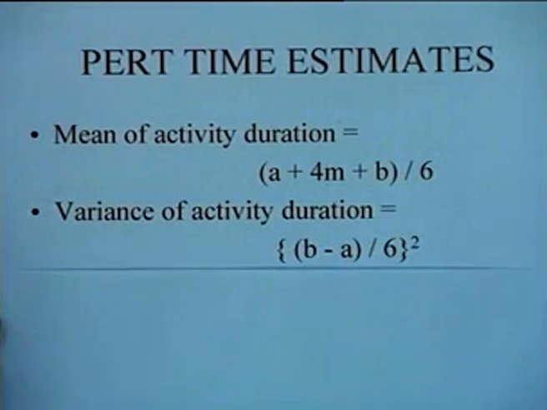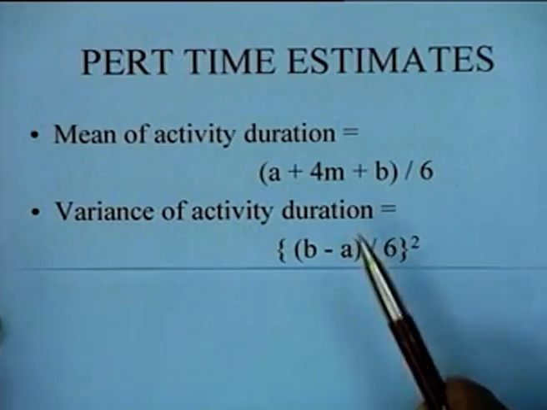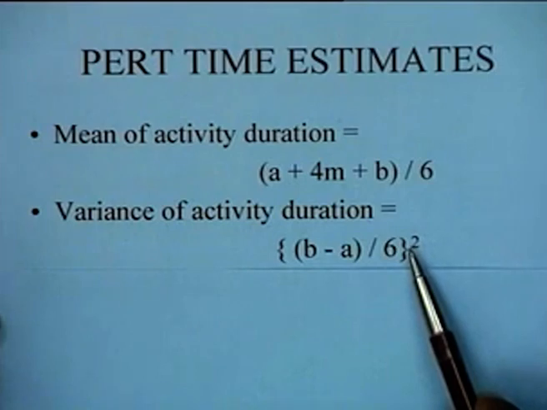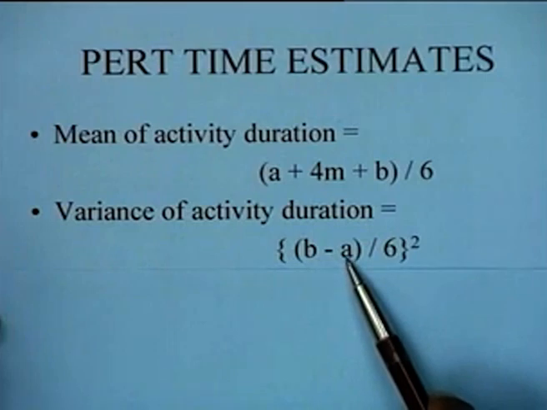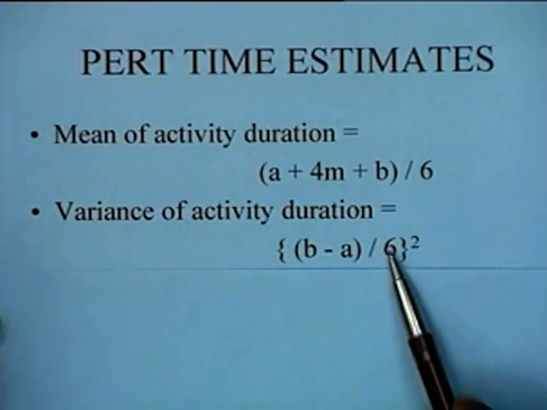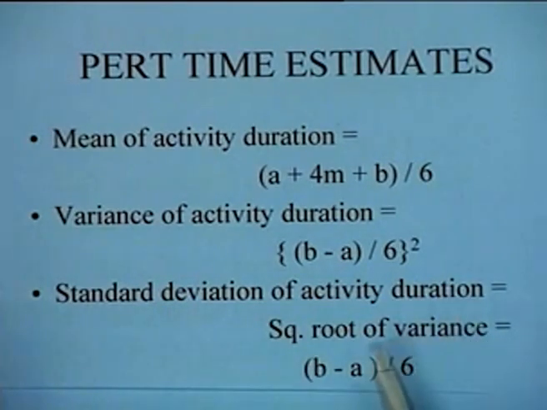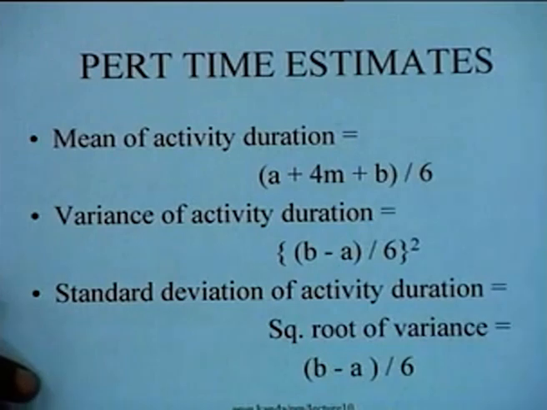And then in standard PERT computations, the variance of the activity duration is simply computed as ((B - A)/6) squared. You would recognize here that B - A would in fact be the range of the distribution. So the range divided by 6 is an estimate of the standard deviation, and therefore we can say that the standard deviation of the activity duration, which is the square root of the variance, is nothing but (B - A)/6 in that particular way.